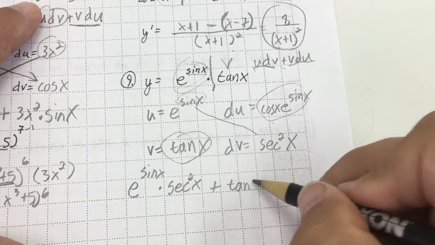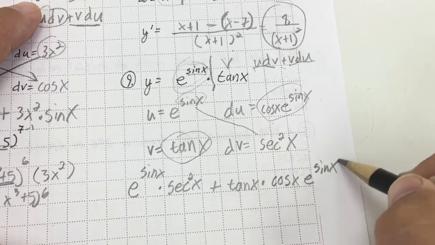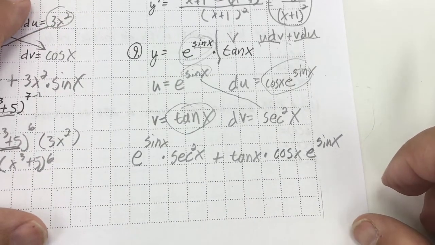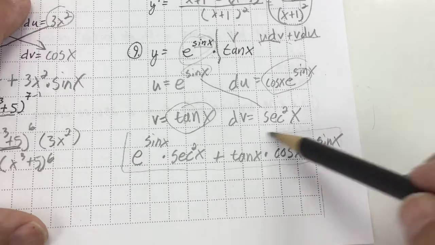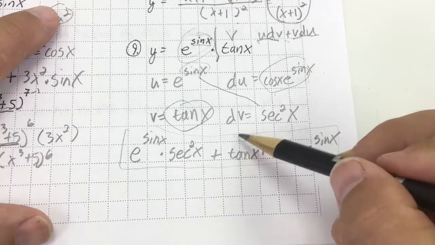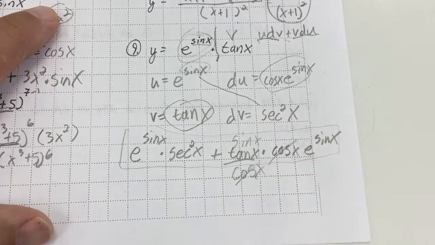Tangent x times cosine x e to the sine x. I'd like to say we can leave it there, and a lot of us would like to. If it were extended or free response, go ahead and leave it. But if it's multiple choice, the multiple choice solutions won't look anything like that. Isn't tan x really sine over cosine x? So can't the cosines eliminate, leaving me a sine x?